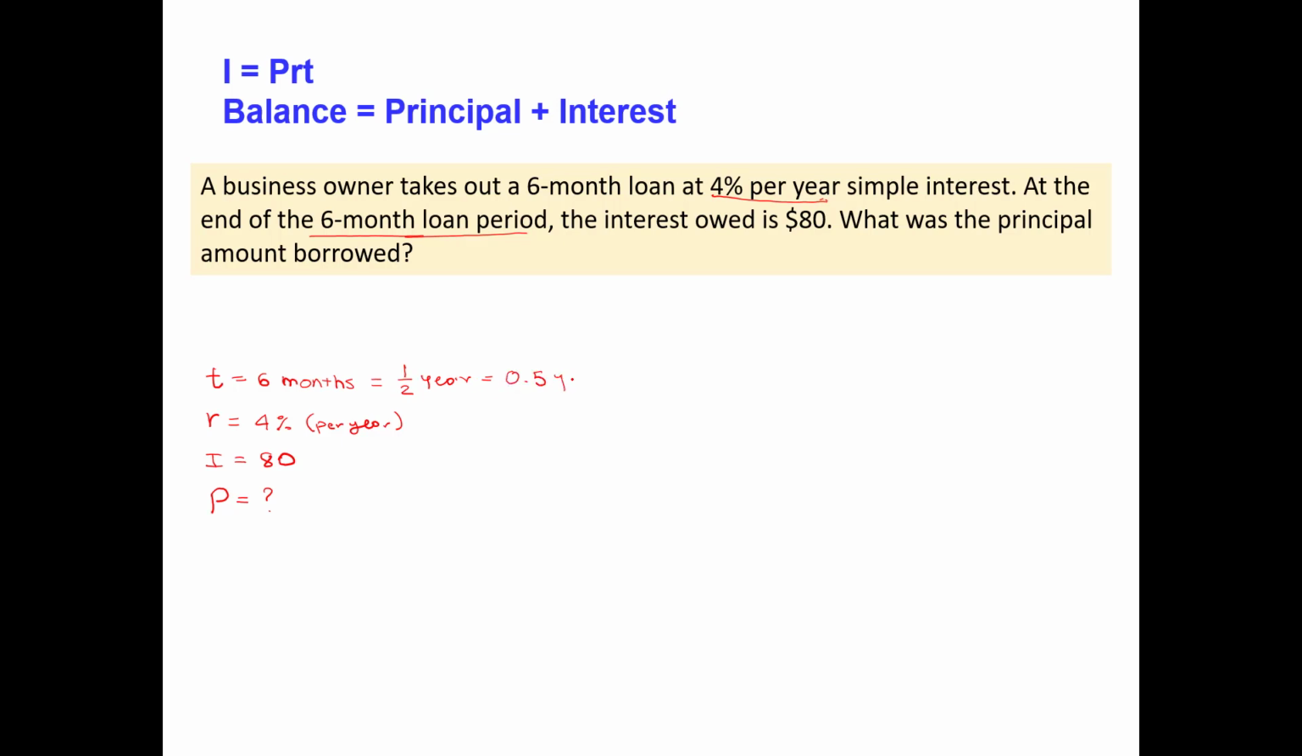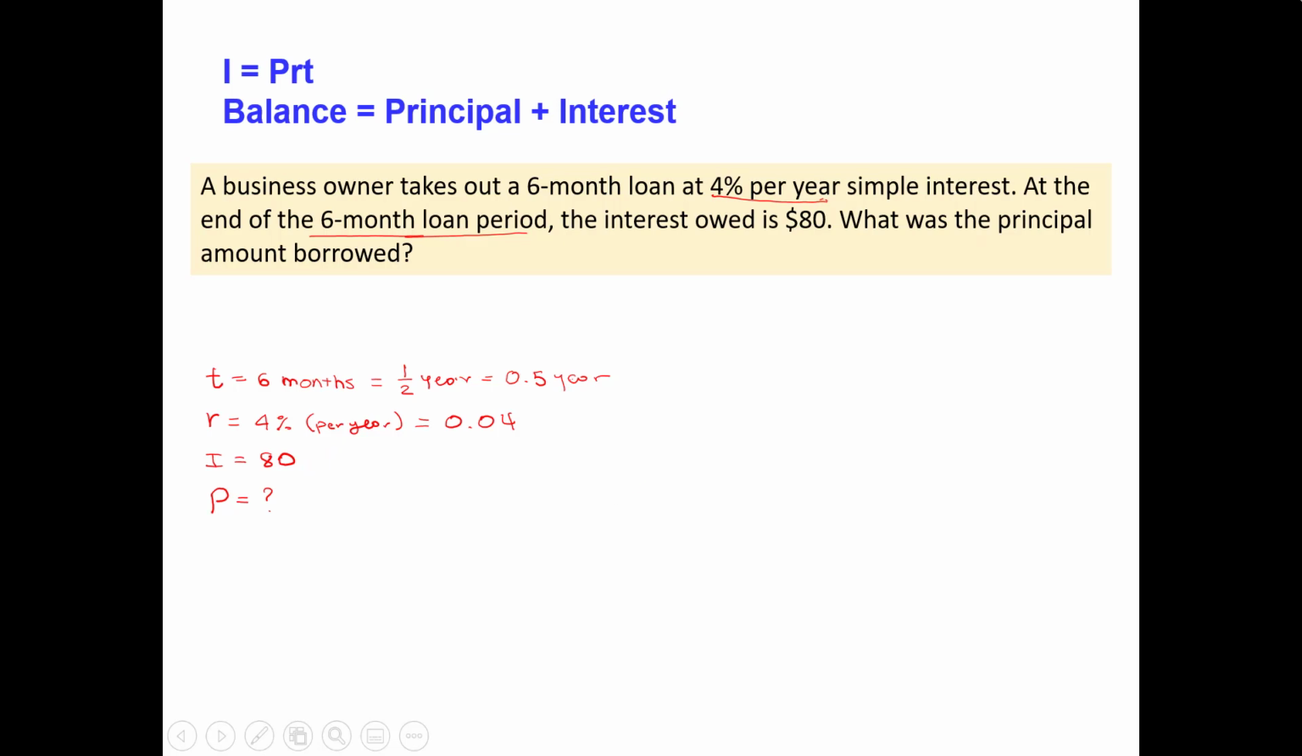And 6 months correspond to half of the year or 0.5 years. Just remember here we want to write this one in decimal notation. And now we have everything in the same units. The time is 0.5 years, the rate is 0.04 per year, or 4% per year, and the interest is $80.